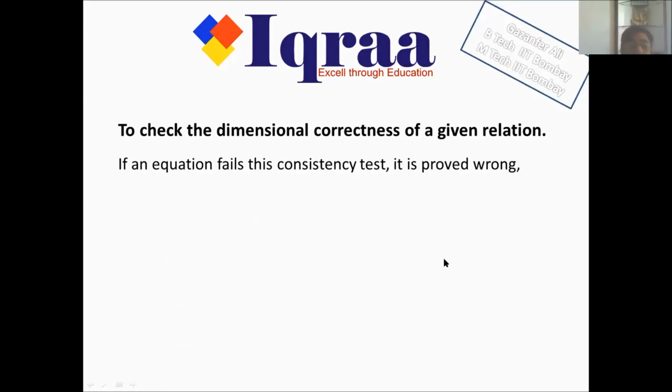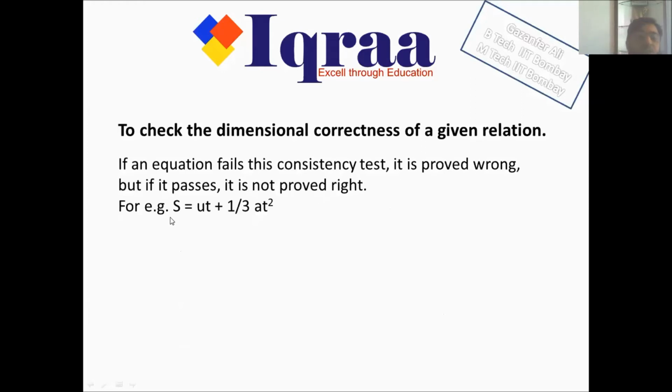Okay, so remember, this is a consistency test, and if an equation fails this consistency test, it is proved wrong. So if we are checking the dimensional correctness of an equation, and it fails this consistency test, then that equation is 100% wrong. But if it passes, it is not proved to be right. That means, for example, if I write the equation S equals ut plus 1 by 3 at square, now dimensionally this equation is correct. S has the dimension of L, ut also has a dimension of L, at square also has a dimension of L.